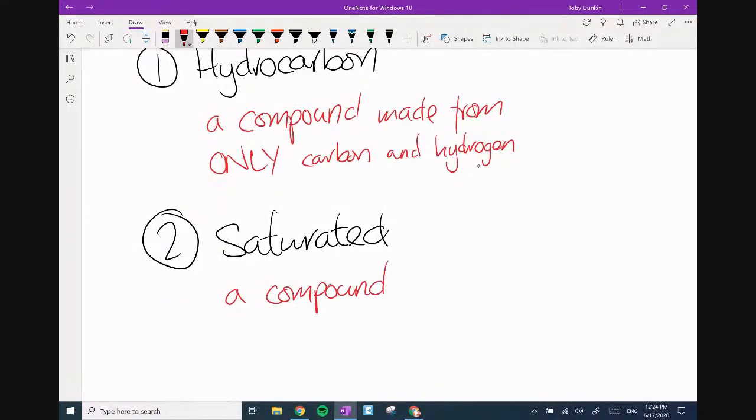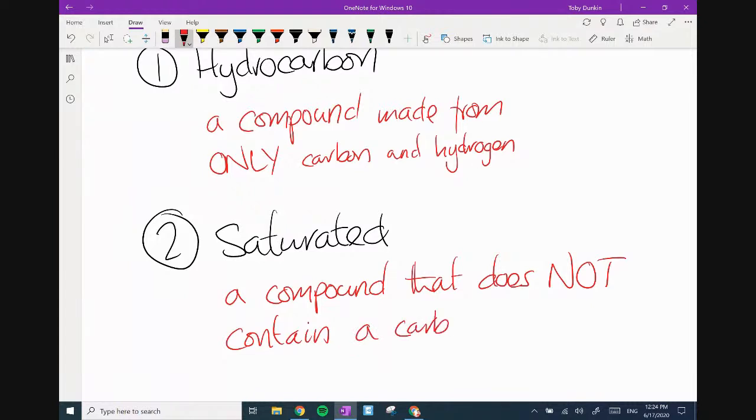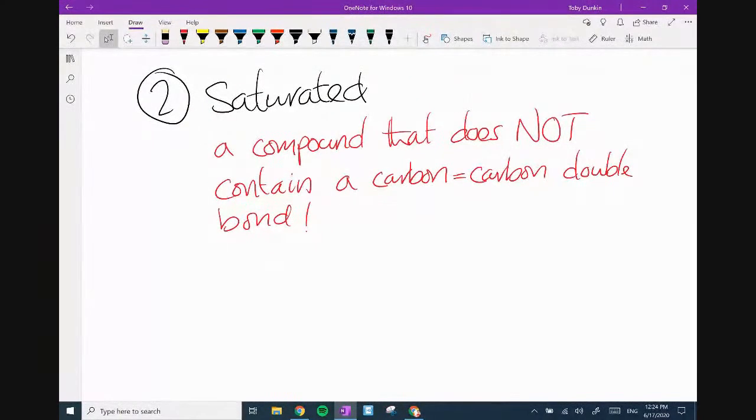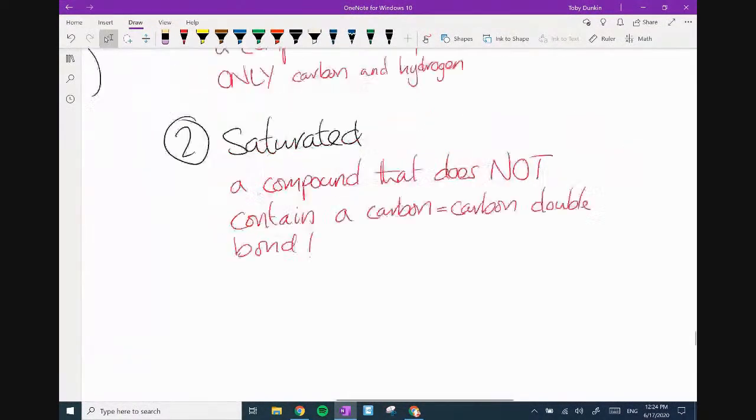A compound that does not contain a carbon-carbon double bond. Isn't that really stupid? I hate that definition. It drives me mad. You're actually saying what it doesn't have rather than what it does have. You can't say it contains single bonds only. They don't like it. It really annoys me.